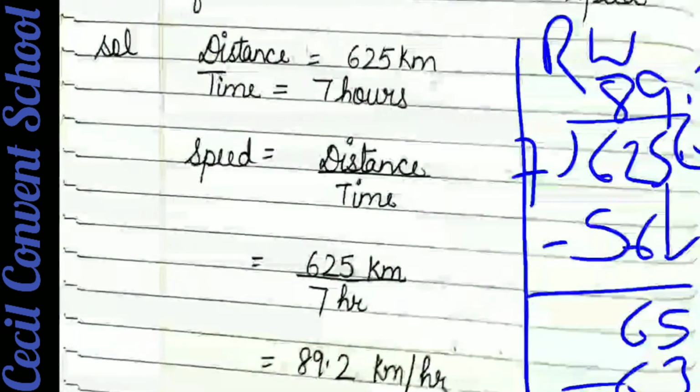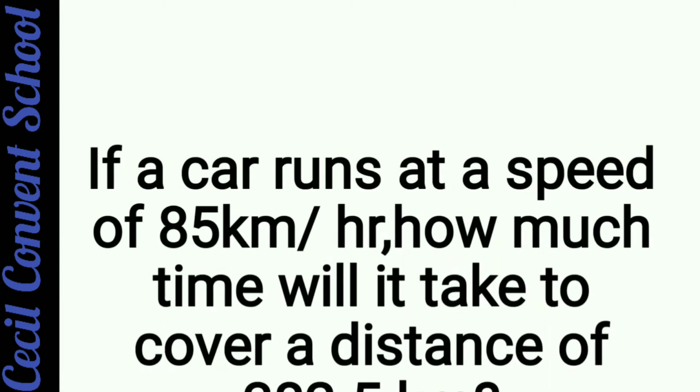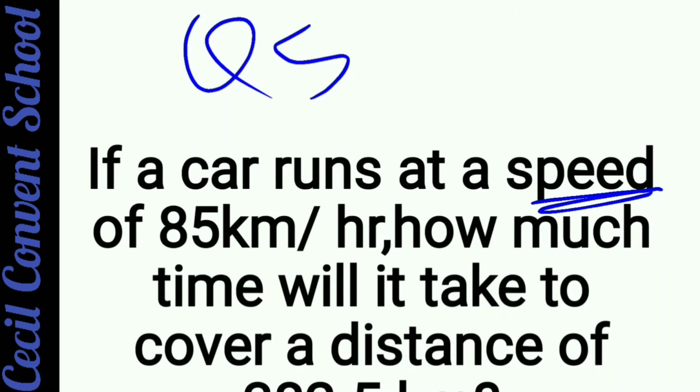Clear, students? Now we do question number 5. Question number 5 is, if a car runs at a speed, it means the speed is given as 85 km per hour. Speed is equal to 85 km per hour. How much time? You have to find the time here. How much time will it take to cover a distance of 382.5 km? Distance and speed are given, and you have to find time. So what is the formula of time? The formula of time is distance upon speed.